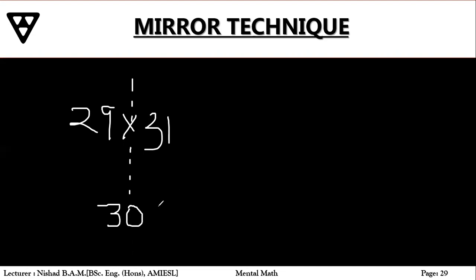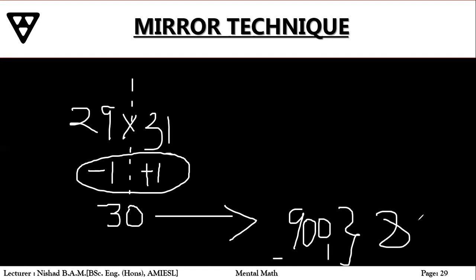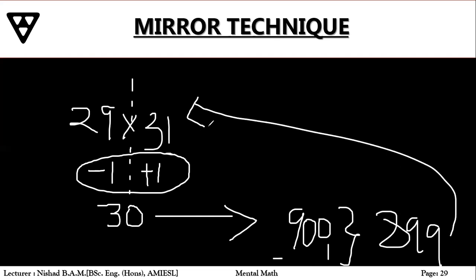So then what we have to do is we have to square that number. So if we square that 30, we know that it will be 900, and after that we have to multiply the differences together. So 29 and 30 we have minus 1, and 31 and 30 we have plus 1, right? So now we multiply the differences together, and that will be 1, right? So minus and plus, it will be minus 1. Then if we add these two numbers together, 900 plus minus 1, that will be 899. That is the answer, right?